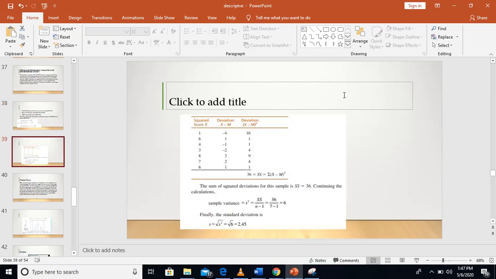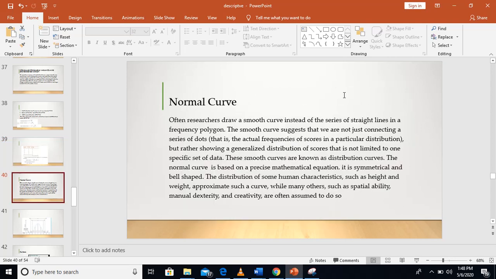Here is an example. The sum of the square deviation for this sample is 36. Sample variance is equal to 36 divided by 7 minus 1, which is equal to 6. The standard deviation is the square root of 6, which is equal to 2.45.